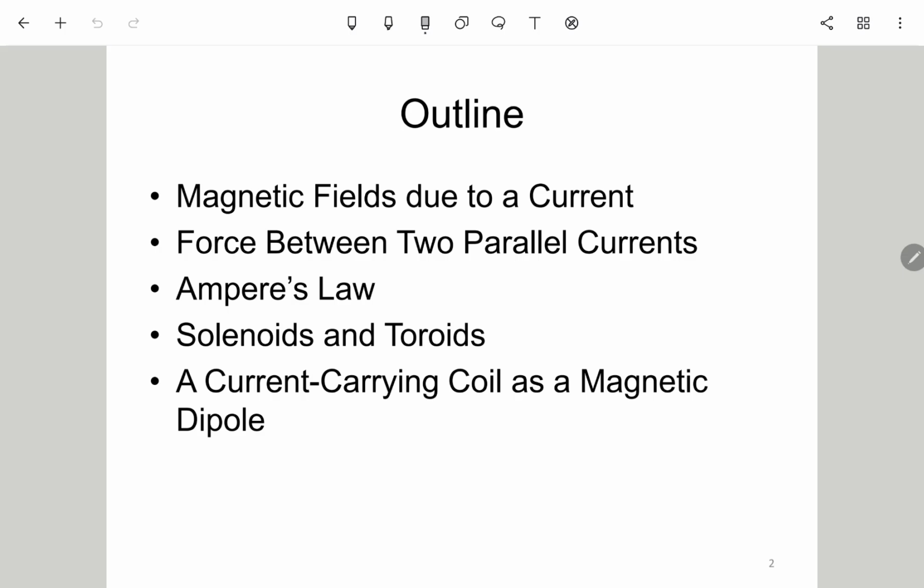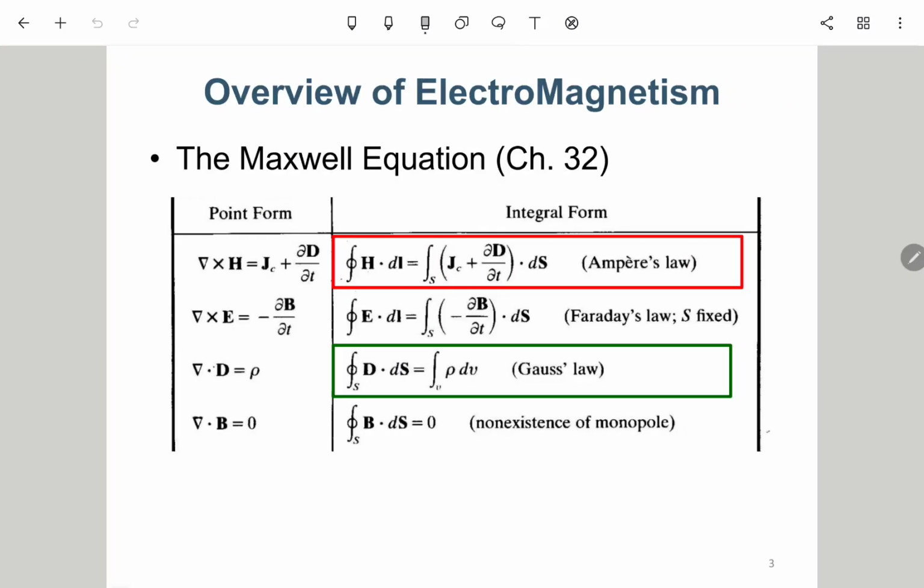Just like what we learned with Gauss's law in chapter 23: Gauss's law is used to calculate the E field, and Ampere's law is used to calculate the B field. And then we'll learn the solenoid and also the toroid, and the current coil as a magnetic dipole, just a viewpoint. Okay, so this is another overview.